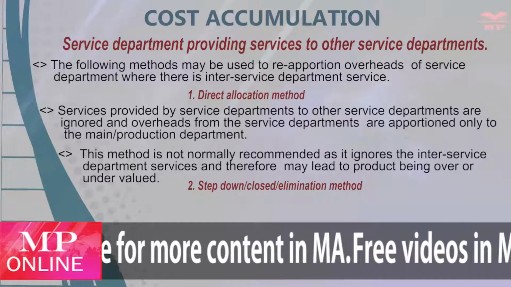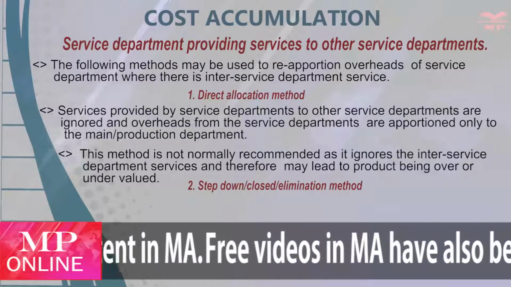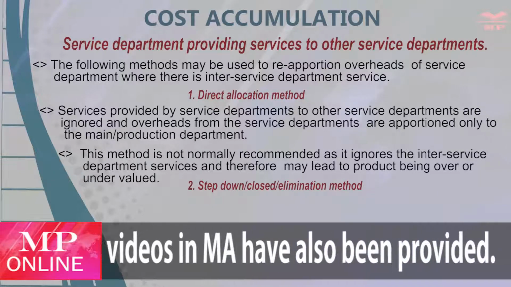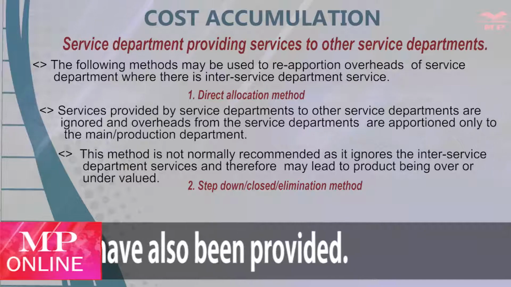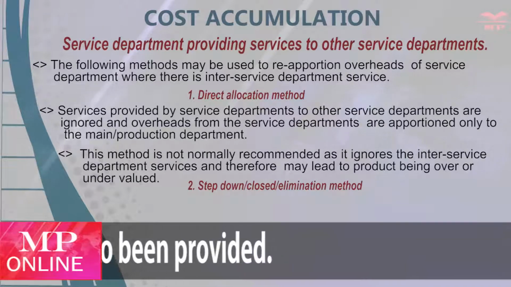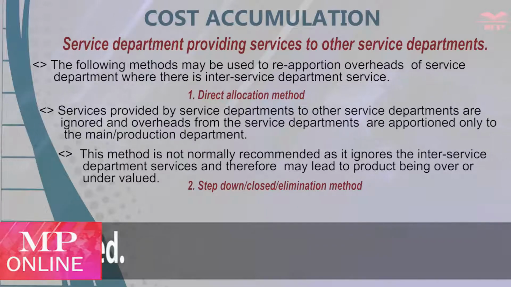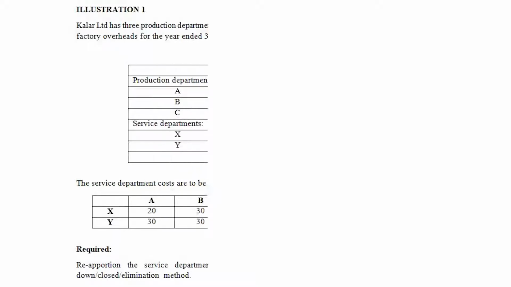Then it is closed or eliminated. And that means no further reapportionment will be made to this department. The second service department providing more services will be reapportioned next and then closed down. This process is repeated until the last service department is closed. Now, with that, we look at which department gives the most services.